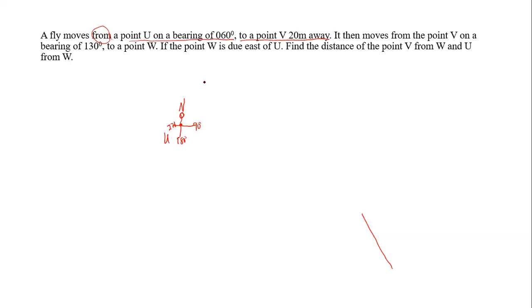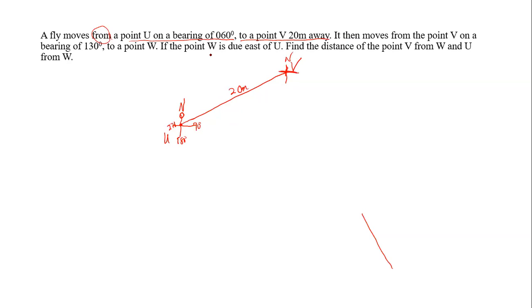So we are looking for 60. 60 will be in between 0 and 90. So 60 should be somewhere here. So you should have a line like this to a point V 20 meters away. So if this is 20 meters, this is point V. On point V, draw your cardinal points. This is the north.